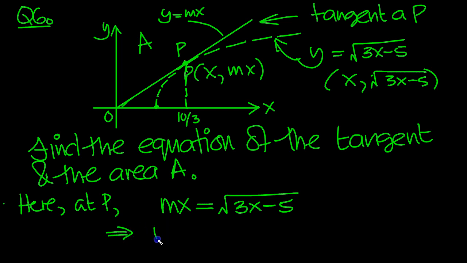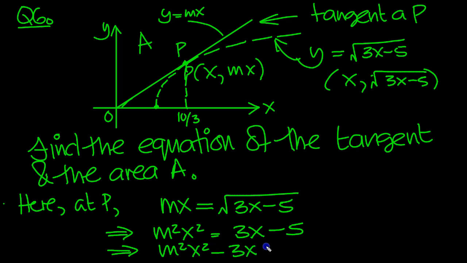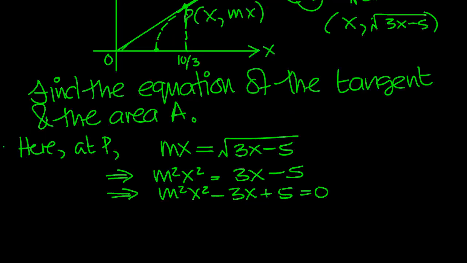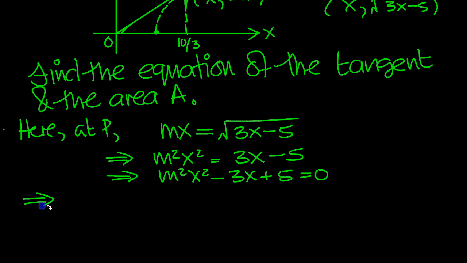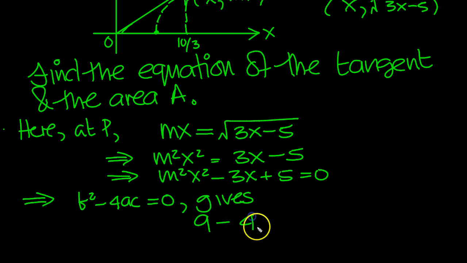So that tells us, squaring both sides, m squared x squared is equal to the square of the square root, which is just 3x minus 5. So that tells us that m squared x squared minus 3x plus 5 equals 0. Now we just need one x solution, don't we? So we know here that b squared minus 4ac will equal 0. So this gives b squared is 9 minus 4 times a, which is m squared, times 5 equals 0. So that will tell us m, won't it?